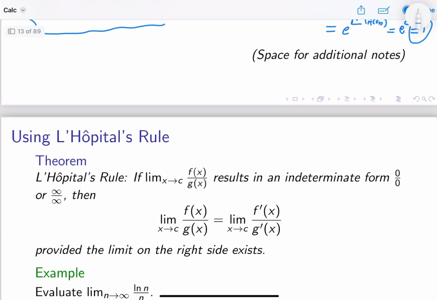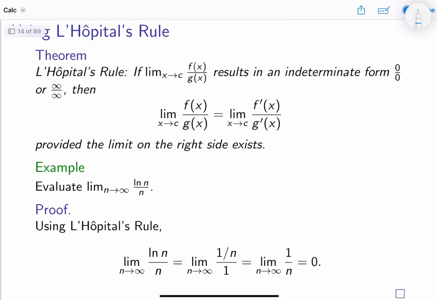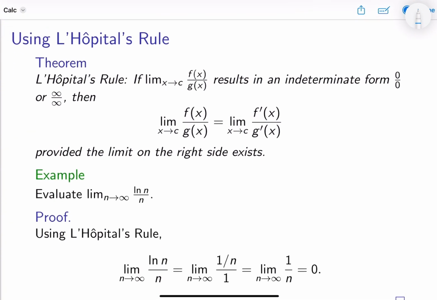This is another trick for computing limits. So we're going to study this, do some examples on this, and then go back to use this and the continuous function theorem to compute more complicated limits. So let us see what L'Hopital's rule is. Let me state the theorem, let me state what the rule is, and then we're going to do an example.